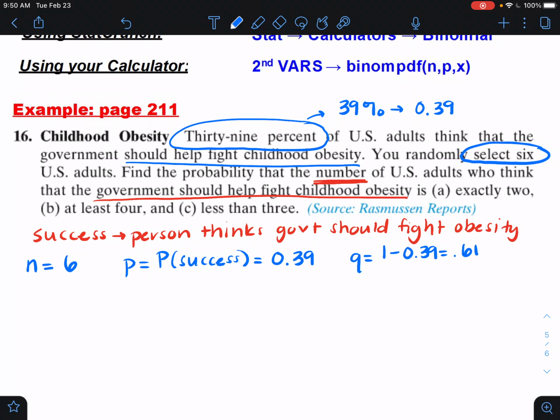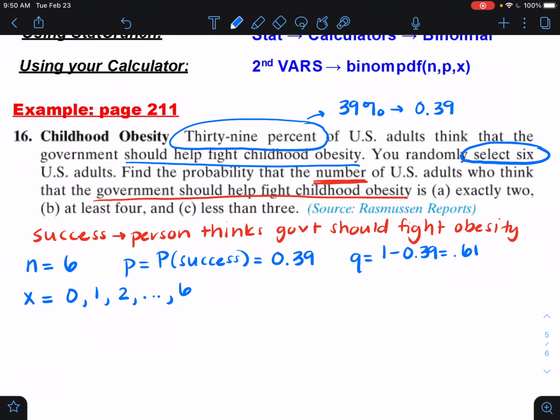The last thing we need to do is think about the possible values of x. Again, if we're counting how many people think the government should do this, there could be nobody. There could be one person who says yes, two people who say yes, and this can only go up to 6, right? Because I'm only talking to 6 people. So possible values of x are the counts from 0 up to 6.